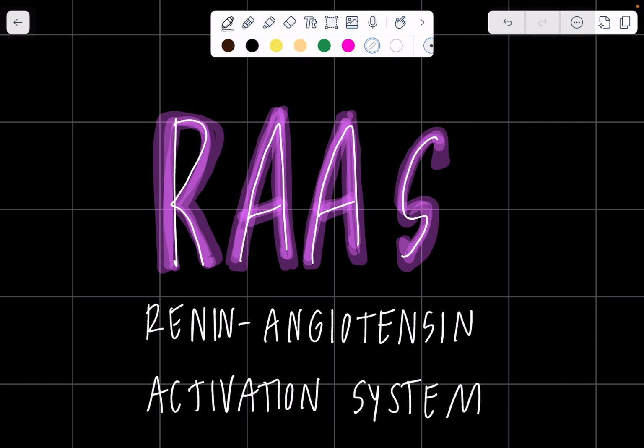So the purpose of the RAAS system is basically to increase our blood volume, and in increasing our blood volume, increase our blood pressure. The reason why it can do this is because in the heart, there is a proportional relationship between pressure and volume. So if you increase the volume, you can increase the pressure. So there are a couple scenarios where we would want to activate RAAS.